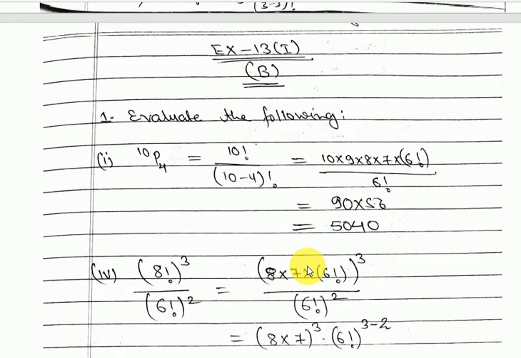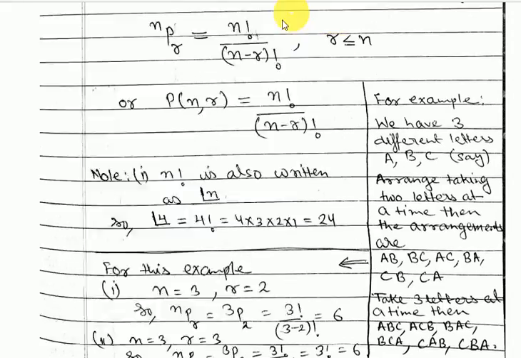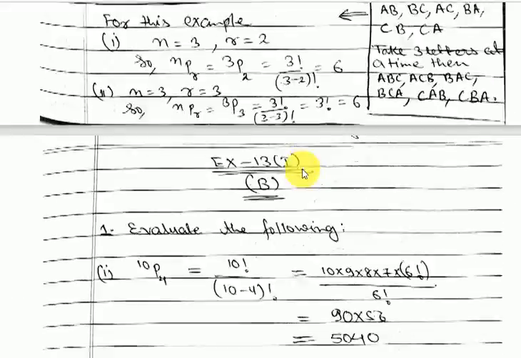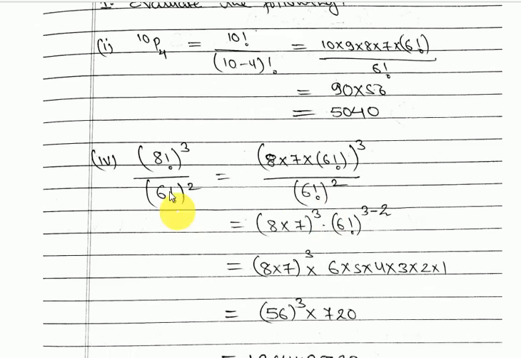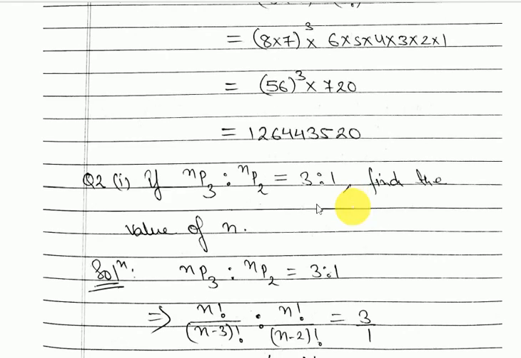Now let us see exercise 13(1)b. Here the question is to evaluate the following. So 10P4, simply use this formula and you will get the answer. Here it says factorial 8 cube upon factorial 6 square, so you simplify it and you will get the answer. Here it says if nP3 is to nP2 is 3:1, find the value of n.